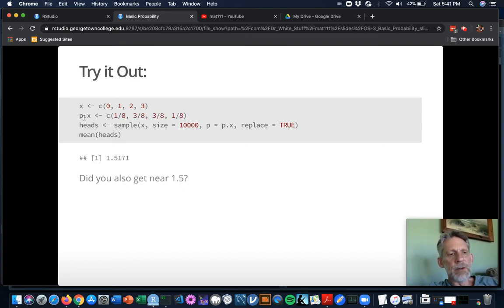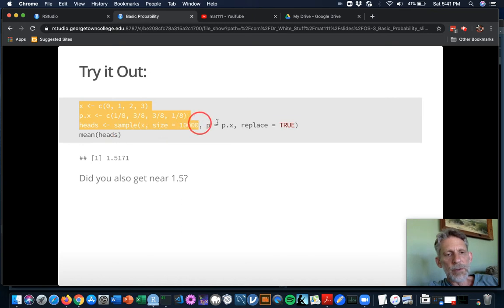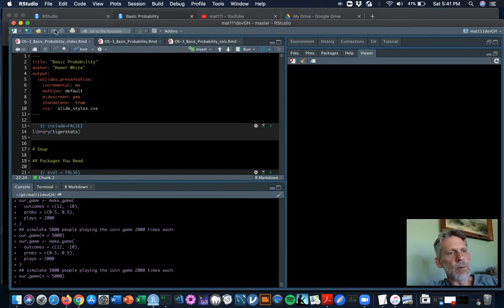And call that something useful. How about P.X for probability of getting the X? And then sample from X a lot of times with your probs being P.X, and make sure to say replace as true. And since you're doing it a lot of times, you really need to store it somewhere, and then you can take the mean of all of those results. Let's give this a try. So I'm going to do these 3 lines first. Oops, wrong RStudio.